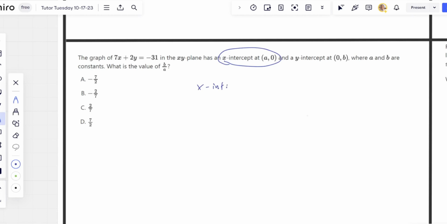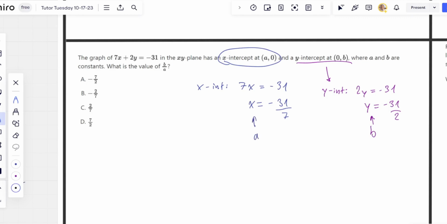So let's solve that one out first. 7x equals negative 31. x equals negative 31 over 7. For the y-intercept, that's just when x equals 0. For the y-intercept, we get 2y equals negative 31, y equals negative 31 over 2. Remember that this y value is our b term. This x value is our a term.